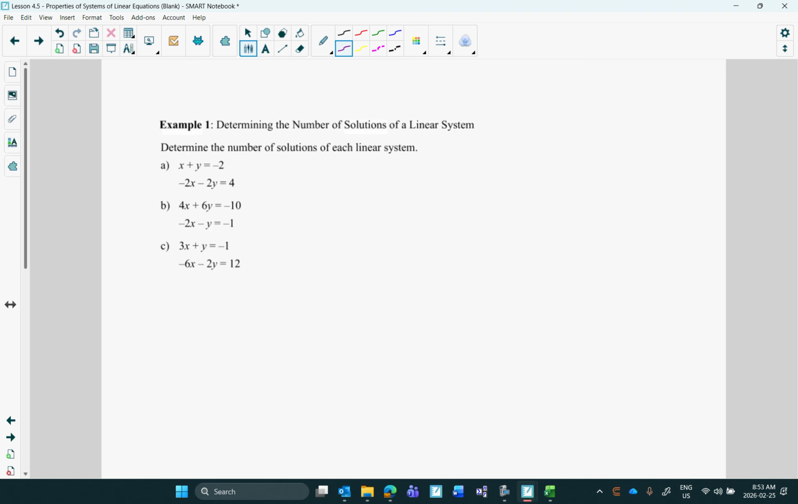Here we've got 3 systems. I am asked to find the number of solutions for each. I'm not asked to solve it. I'm just asked to find the number of solutions. Well, to do that, I need the slopes and the y-intercepts, right? What form can I put it in so I can read the slopes and y-intercepts right off the equation? Yeah, I got to take each one and put it into y equals mx plus b.